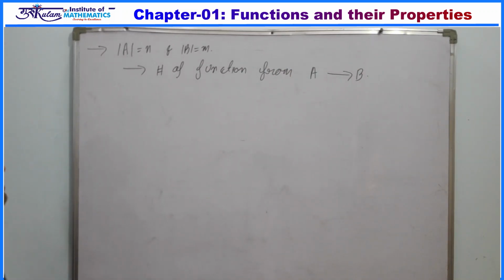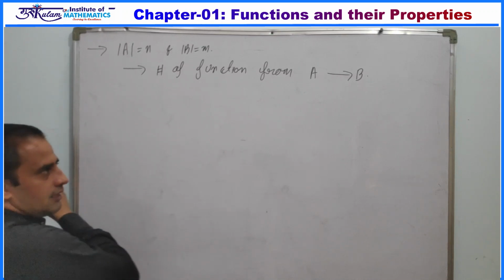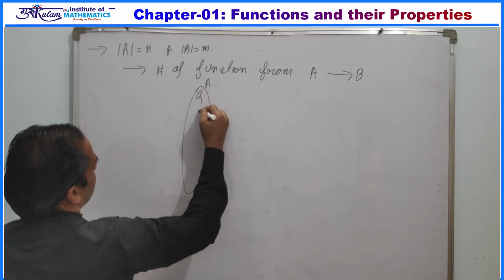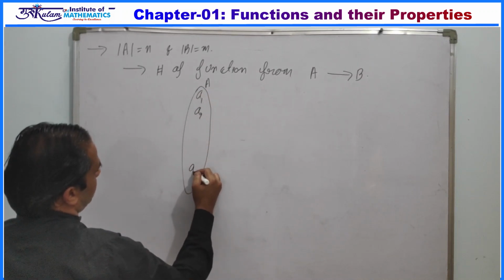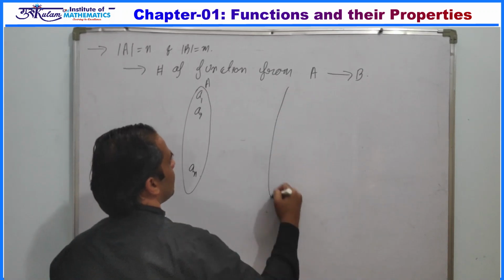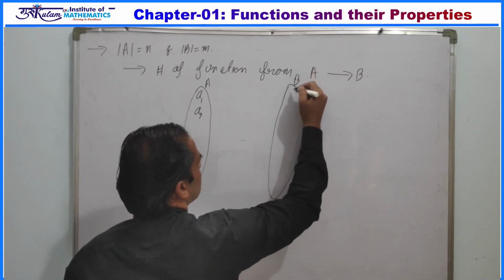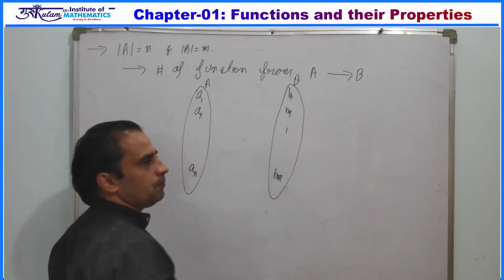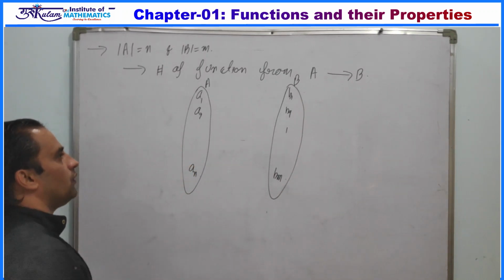So our task is, let A be the set {a1, a2, ..., an}. So A has n elements and B has m elements. The B set is, say, {b1, b2, ..., bm}. Now we have to define a function.